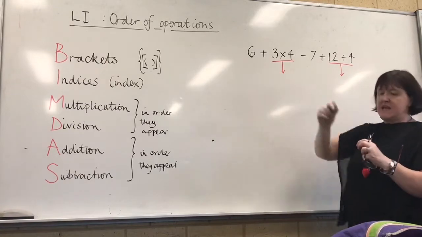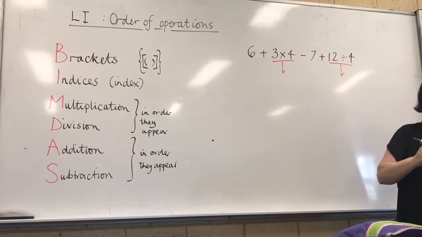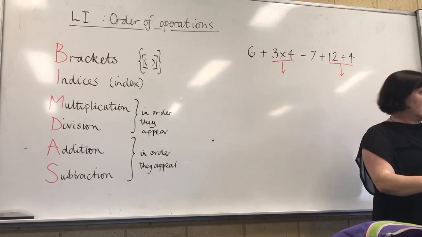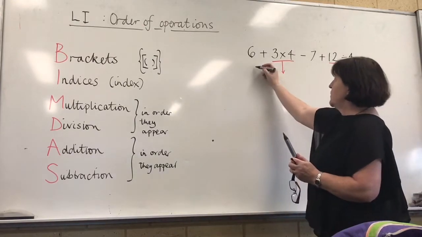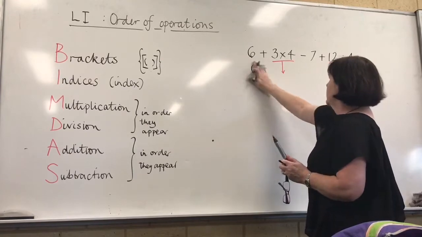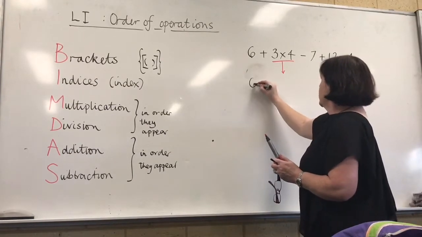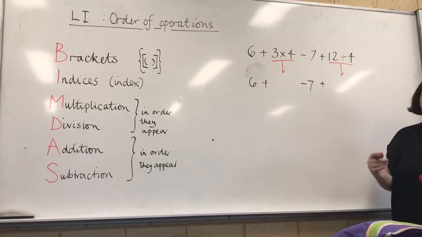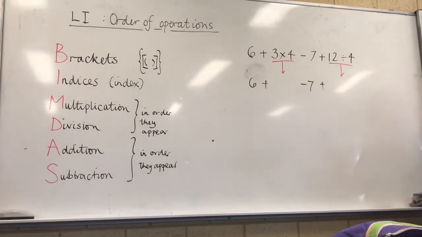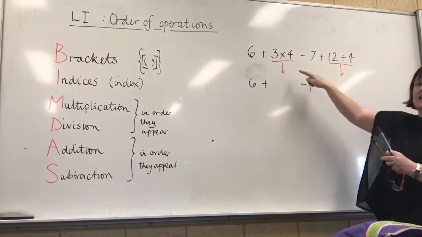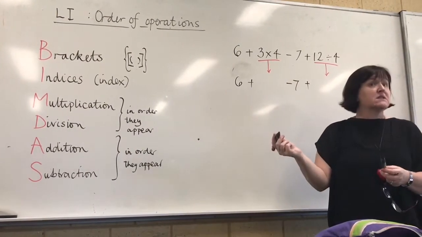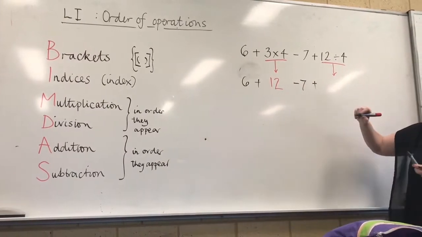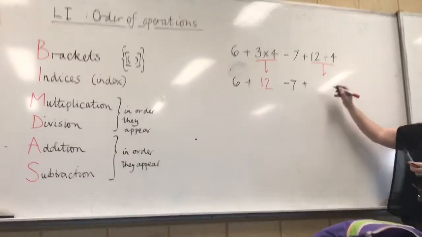So obviously these numbers that we don't need to deal with yet, they can just be brought down in the calculation. So the 6 will come down as it was. Oh no, sorry, I don't want it there, I want it a bit further down, because the 6 will be there, the negative 7 will be there, and the plus will remain, because they're things that we're not dealing with yet. 3 times 4 we then work out is 12. 12 divided by 4 is 3.